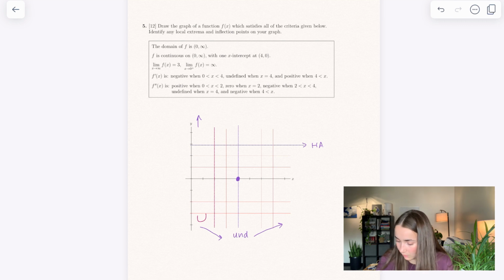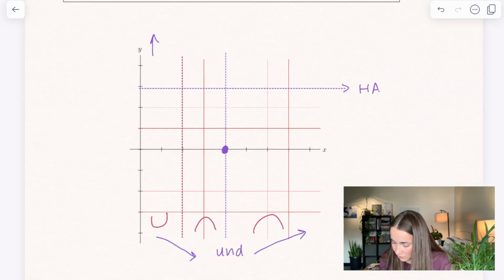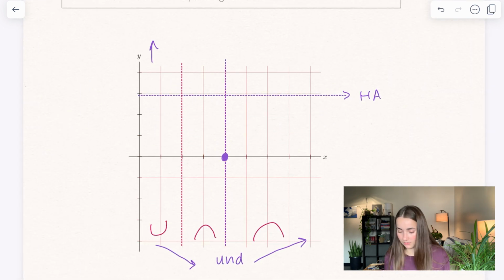And then we switch over to concave down. We have that it's undefined when x is equal to 4, and then negative when x is greater than 4. So it just stays concave down. So now I'm going to go ahead and use all this information in order to fill in the graph.